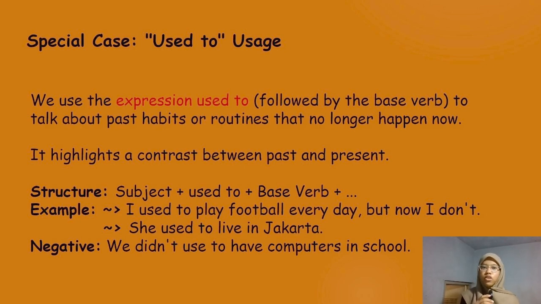For example, I used to play football every day, but now I don't. Or, she used to live in Jakarta. This implies she doesn't live there anymore. For the negative form, we use subject plus didn't plus use to plus base verb. Because we use didn't, the main verb goes back to its base form. For example, we didn't use to have computers in the classroom.